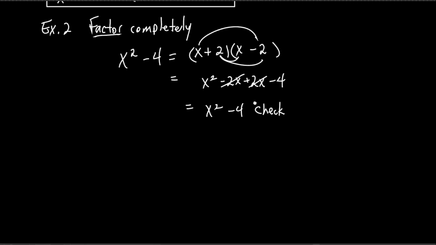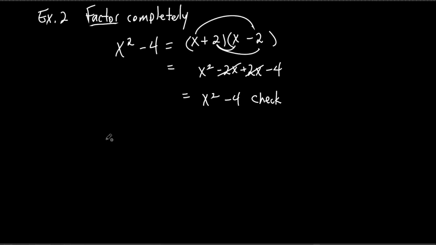It's not in my notes, but I think I can make one up on my own. So what if you had this? What if you had, oops, I lied. Maybe I can't make it up on my own. So 9x squared minus 25y squared. What if I asked you to factor that?